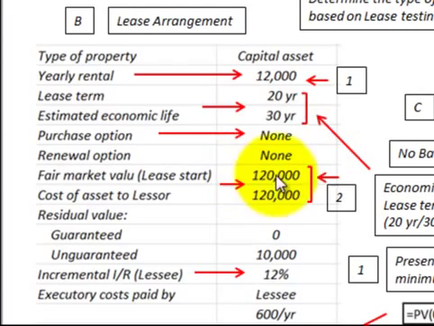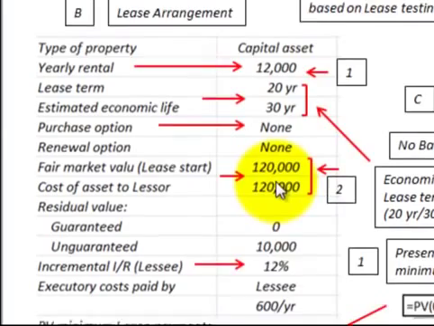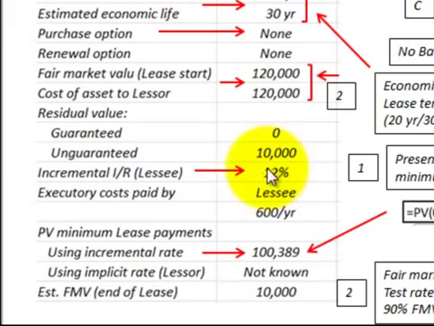The fair market value of the leased asset at the lease start date is $120,000, and the cost of the asset to the lessor is $120,000. So the fair market value of $120,000 equals the cost of $120,000. Next is the incremental borrowing rate for the lessee, and that's 12%. Then we're going to determine the present value of the minimum lease payments using that incremental rate, and we determine it to be $100,389.